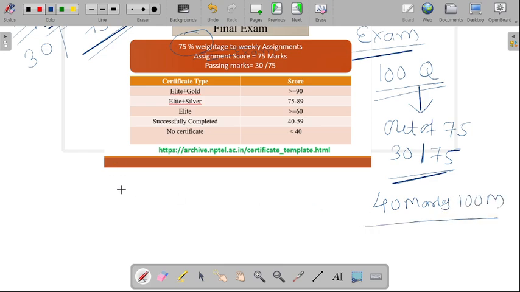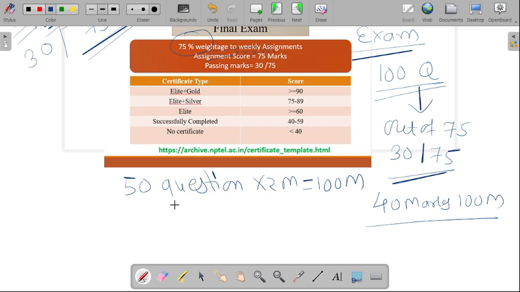Currently, NPTEL has changed their pattern. Previously, 100 questions were given in the exam. But from now onwards, they are going to give a total of 50 questions. So the examination pattern is that NPTEL will give 50 questions in the final examination, and each and every question has 2 marks. So the total exam is 100 marks.